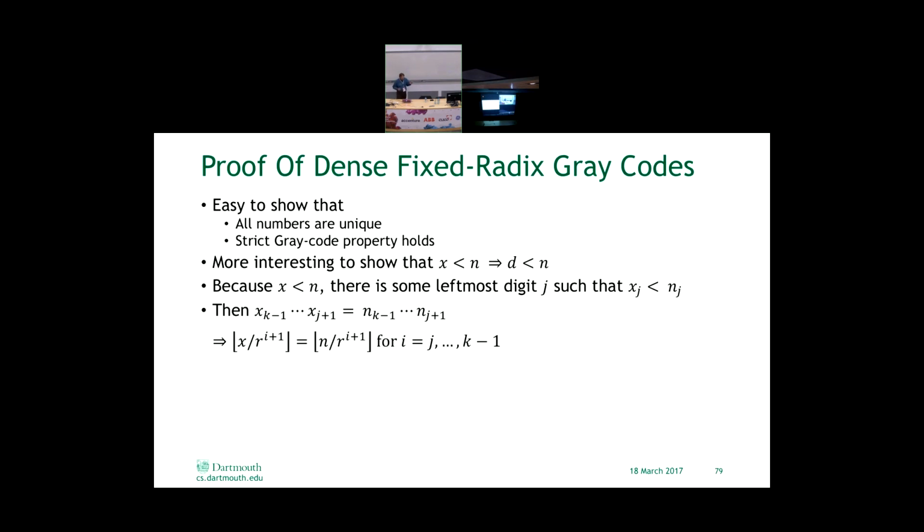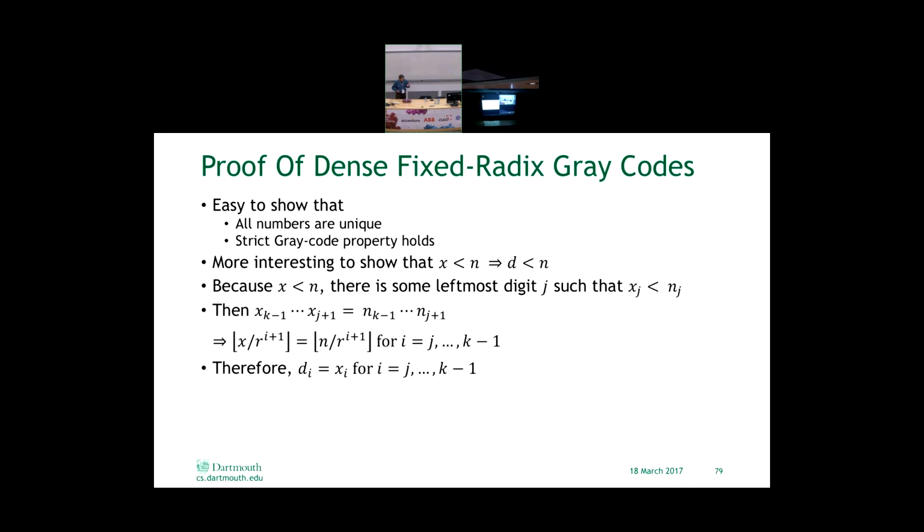And we assumed that those positions of the ordinal x and n were equal. So therefore, when we look at positions k minus 1 all the way down to j plus 1, they're equal in the dense gray code, the ordinal, and n. And remember, we're trying to show that d is less than n. What about position j? Well, position j, again, d sub j is going to be equal to x sub j by our formula. And by our supposition, that's less than n sub j.